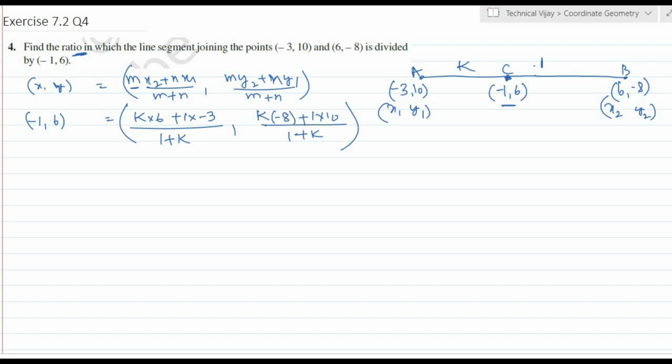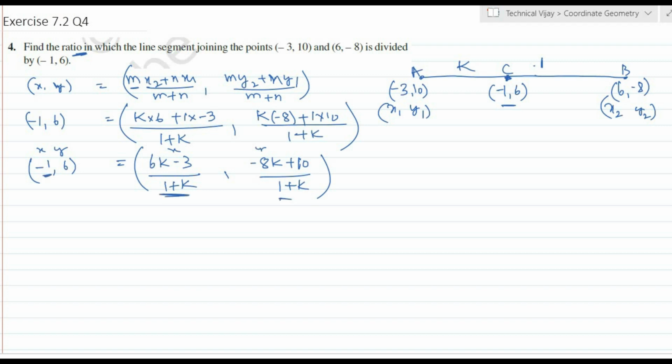So now we will solve this one. (-1, 6) is equal to ((6k - 3)/(1 + k), (-8k + 10)/(1 + k)). So now we will equate these coordinates. See, this is the x coordinate, this is the y coordinate, and this is the x coordinate, y coordinate. So the x coordinate will equate to this one and the y coordinate will equate to this one. So (6k - 3)/(1 + k) is equal to -1.